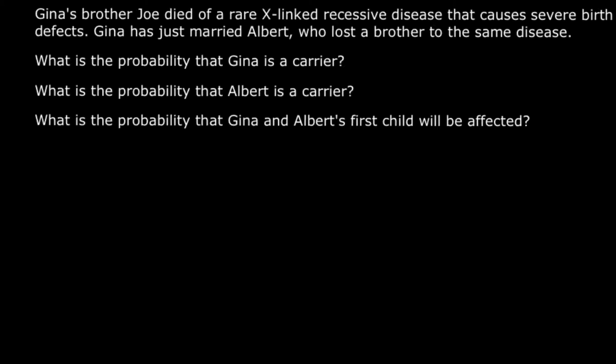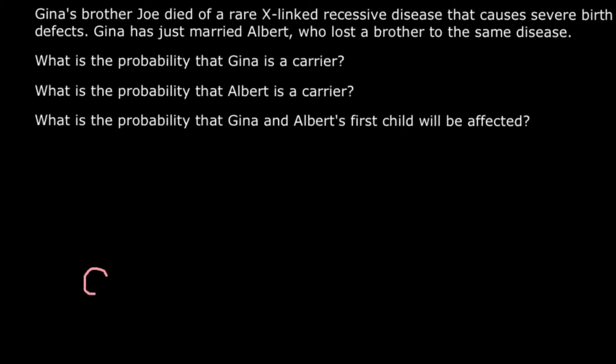And here are the three questions, and I recommend you stop the video here and try to solve each question on your own first, and when you are ready, you can run the video again and compare your answer with my answer and explanation. So the first question is, what is the probability that Gina is a carrier? In order to answer this question, we have to build a pedigree.